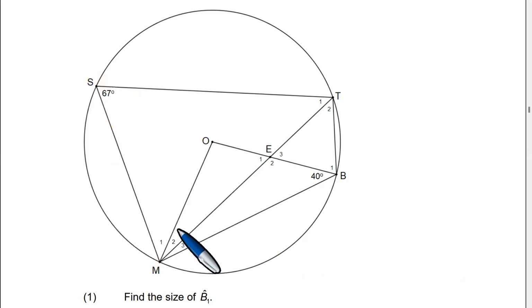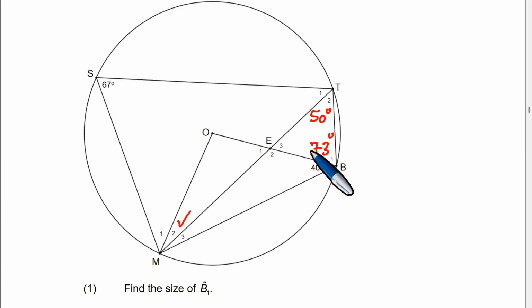What is the size of this angle here? It's too obvious to find that angle, and we can get it with our eyes closed. I'm just going to write some of the values. We already know that this one is actually 50 degrees. We know that this one is 73 degrees. We found B1 to be 73 degrees. So I'm just putting in the values that we got already.